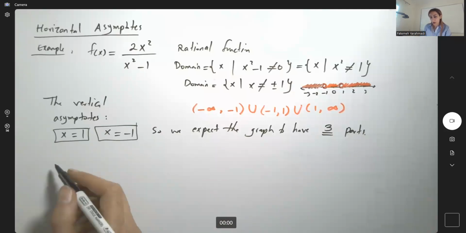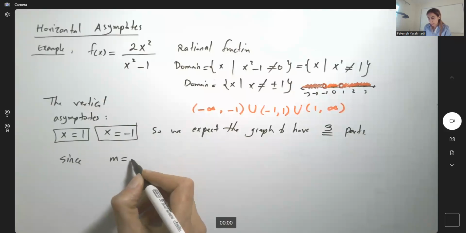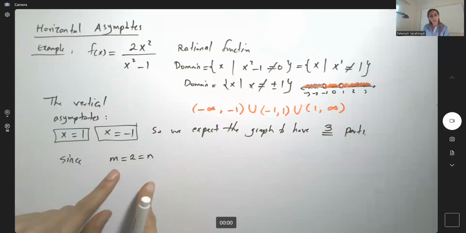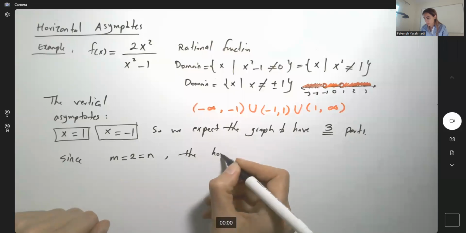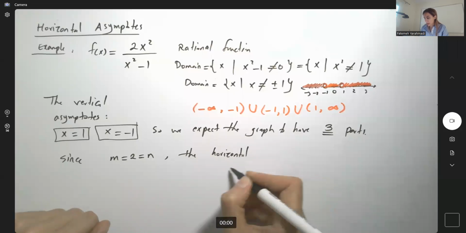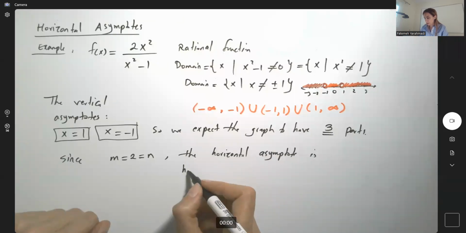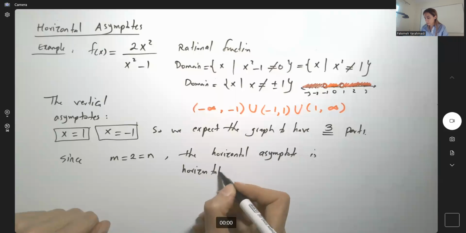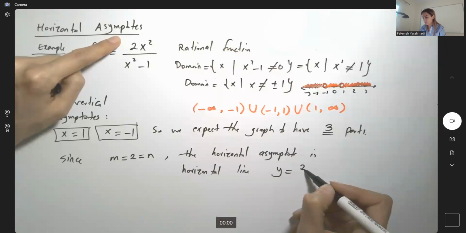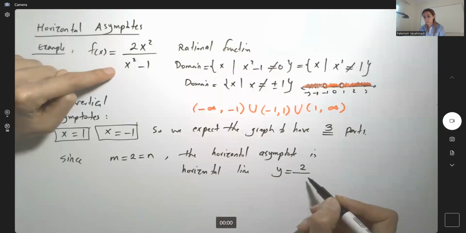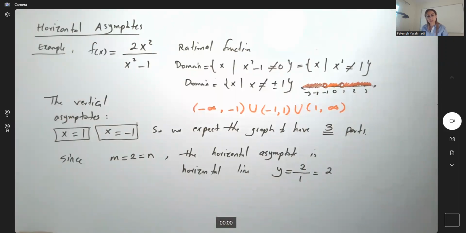Now for the horizontal asymptote. Since m and n are both equal to 2, the horizontal asymptote is the horizontal line y equals 2, as the coefficient of x squared divided by 1 as the coefficient of x squared. 2 divided by 1, which is 2.